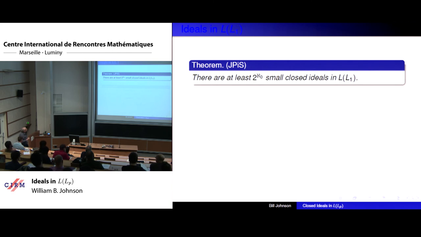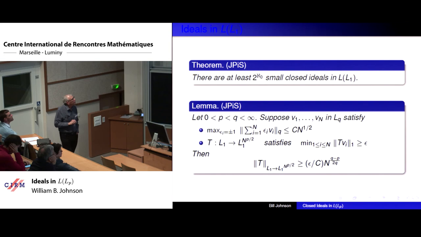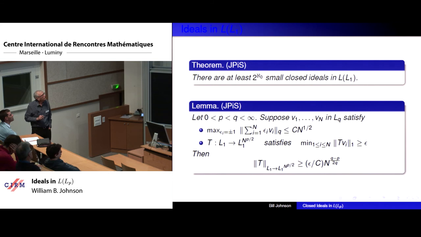So let me go back to this, and I want to get to this lemma. This lemma is a very simple lemma, but I think it's quite surprising. Suppose you take n vectors in L_q, and it has this lambda q property. Lambda q says, think about these as being characters, because in the applications they are. So this is getting an upper L2 estimate for coefficients that are plus or minus 1. Lambda q would mean that you have an upper L2 estimate for all linear combinations, if they're characters.